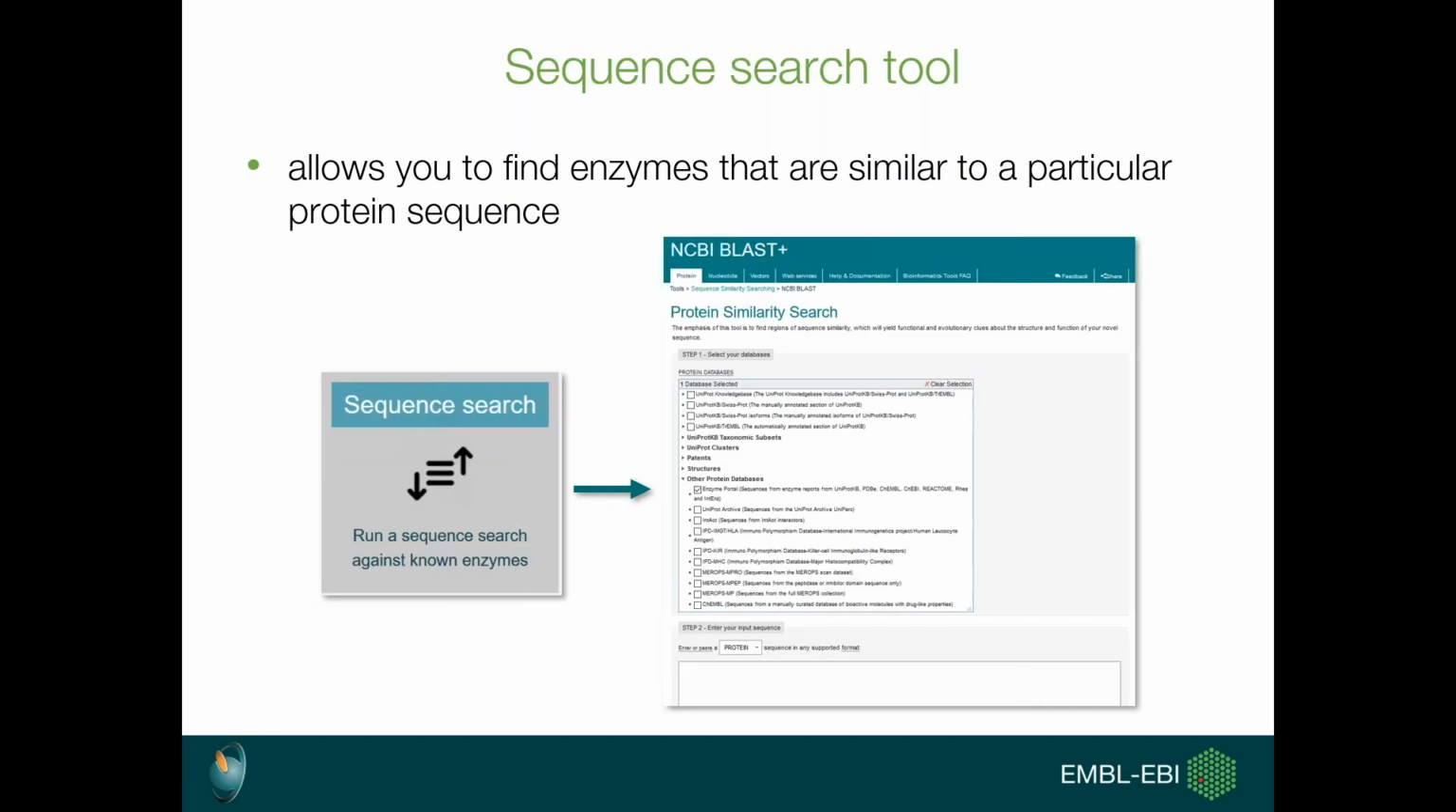The Search Sequence tool allows you to find enzymes that are similar to a particular protein sequence. It uses NCBI BLAST, and to use this tool, you paste your protein sequence in the box and it will return a list of similar proteins in the Enzyme Portal.